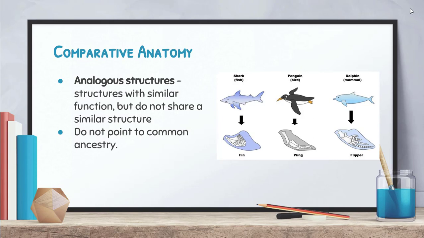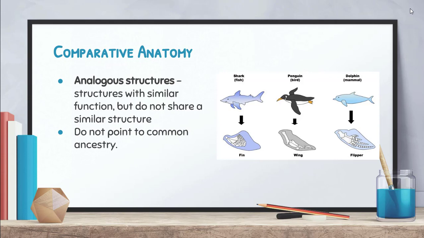Another type of structure that we look at, which doesn't really help us from an evolutionary perspective, is analogous structures. These are structures that have a similar function but do not share a similar structure. So for example, the shark fin, the penguin fin, and the dolphin fin all actually have very, very different structures.